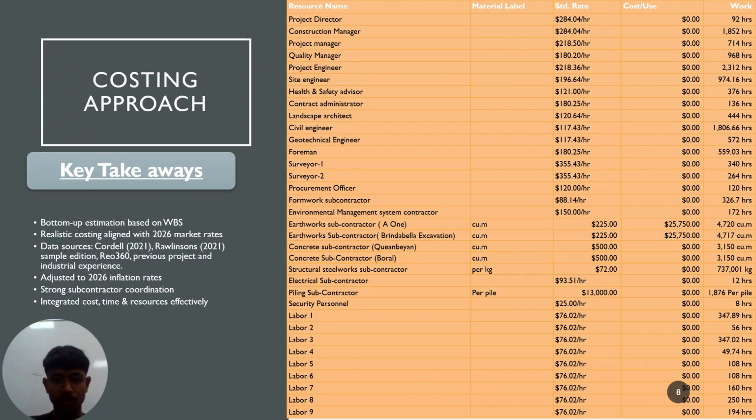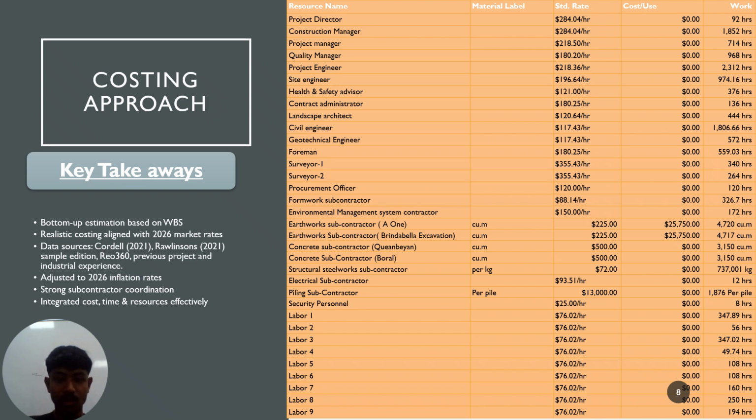The cost estimate of this project is a bottom-up approach based on the work breakdown structure. Rates were taken from the Cordell cost guidelines, which is provided in the module during Computer Lab 2. Rawlinson's 2021 edition sample is used for the rates too, as well as Rio 360 is used for the cost of reinforcement steel. Adjusted to 2026 market condition by adding the 2026 inflation rate.